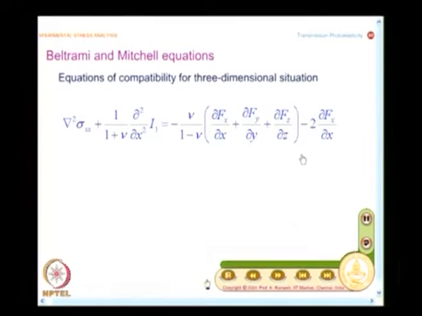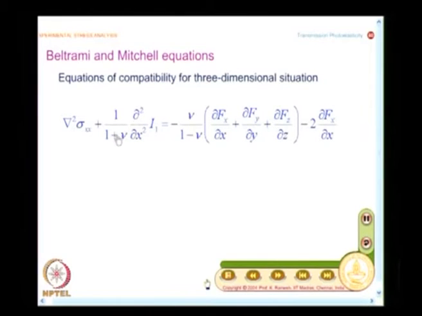In two dimensional situation, when body force is constant, the equation gets simplified. Suppose body force is constant in three dimensional situation, what happens? The right hand side still goes to 0, but the left hand side has this nuisance Poisson ratio. So, the moment you come to a three dimensional problem, Poisson ratio change will affect the magnitude of the stress, not only the magnitude, even the distribution. It is dictated by Poisson ratio, never forget this.